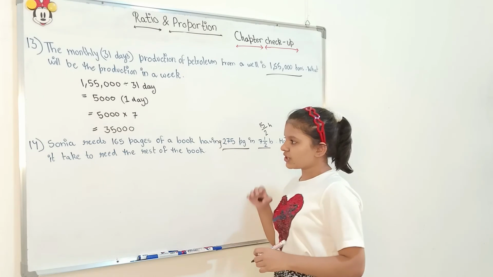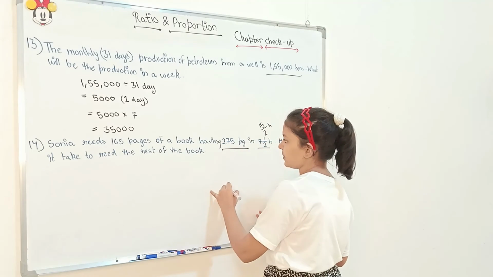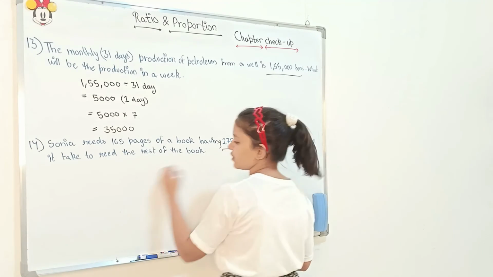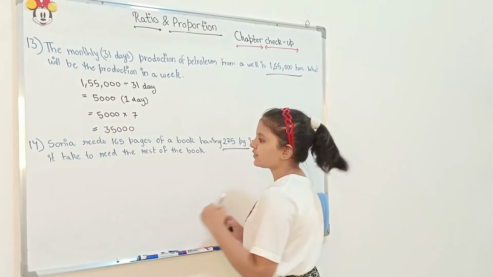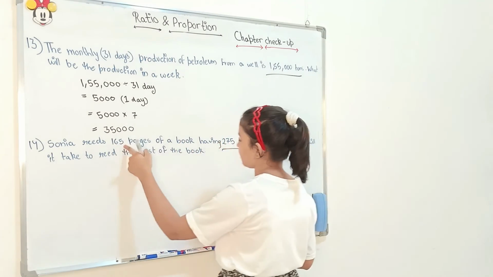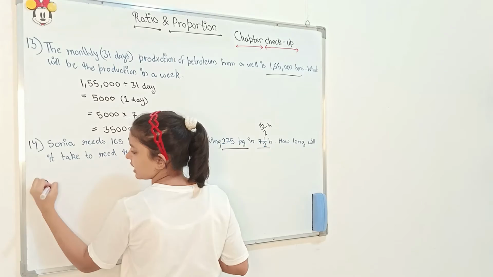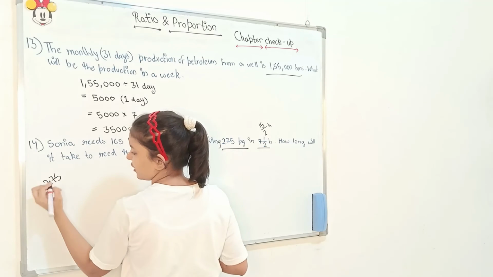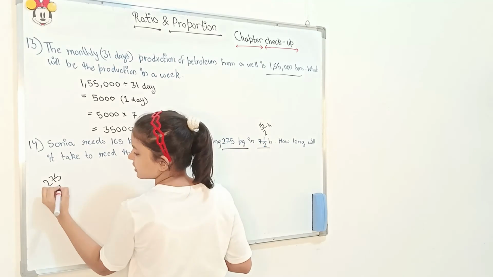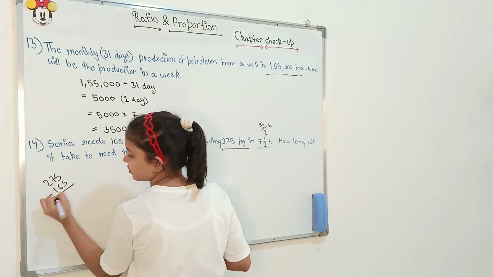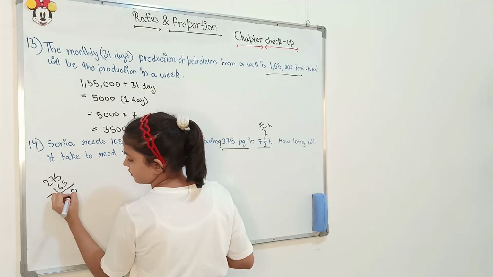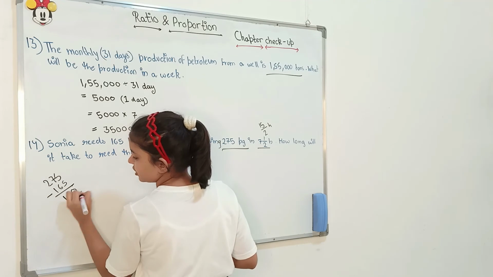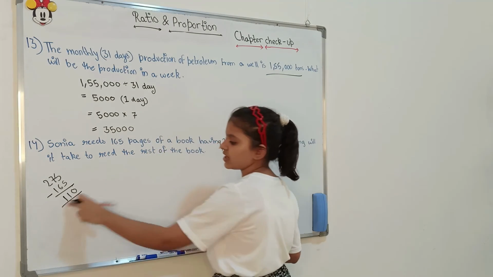So for the rest of the book, first we'll see how many pages are left and how many she has read. So she has read 165 pages. So first we'll do a calculation. 275 minus 165. So 0, 1, 2 and 1. So these many pages, 110, are left for her to read.